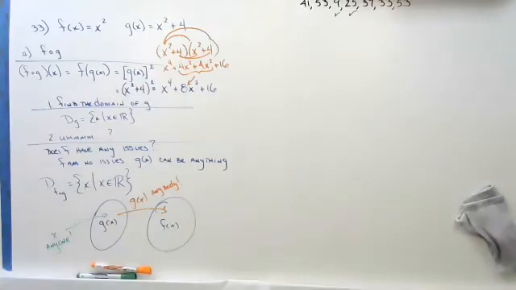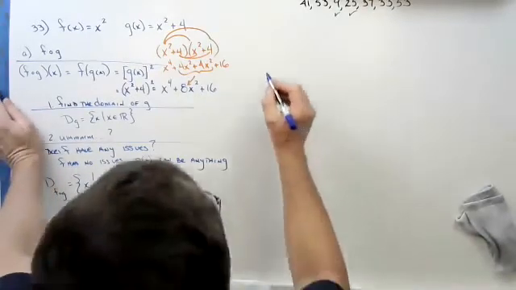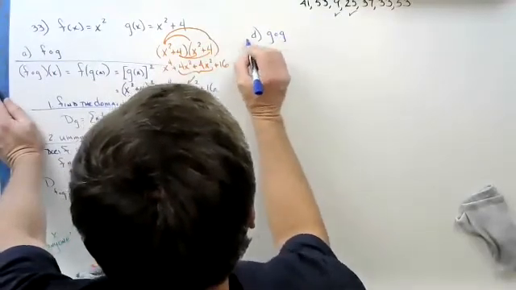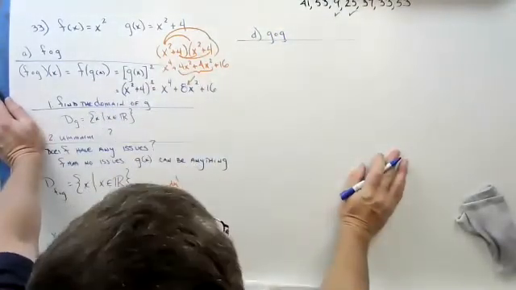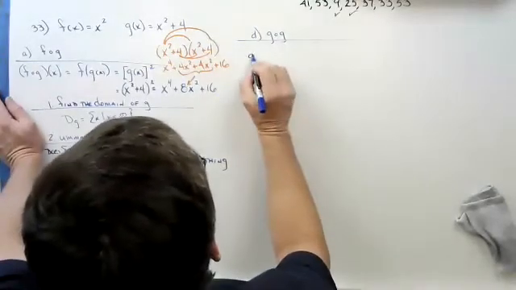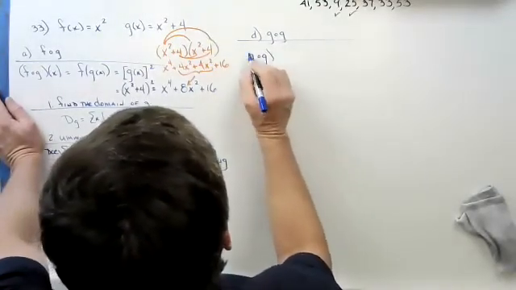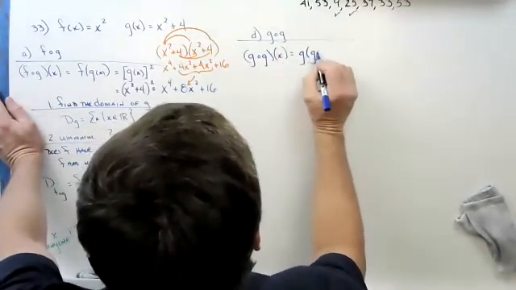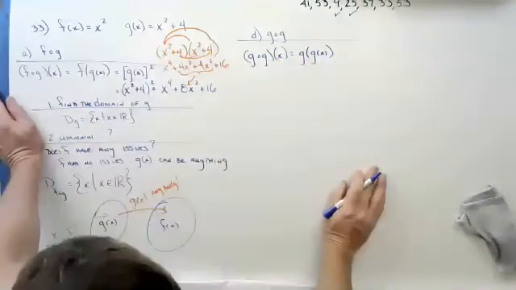So let's do part D. We'll do g composed with g. That's what they want us to do in part D. Now, what does that mean? We know g composed with g of x means g of g of x, like that.